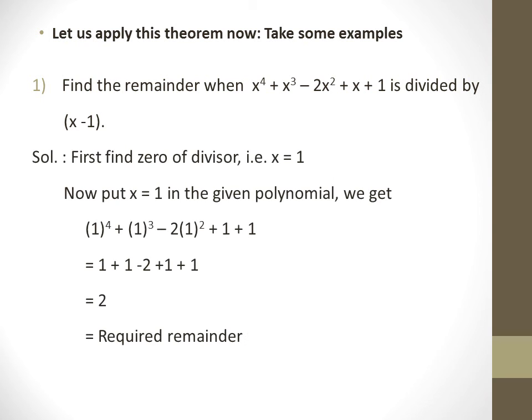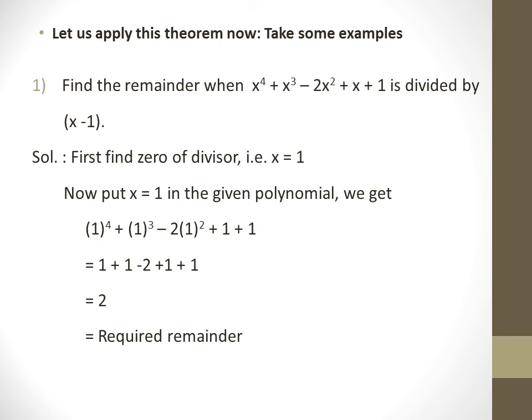So what we'll do, instead of going for a long division method, put x is equal to 1, the zero of your g of x or your divisor polynomial, in the given polynomial. What will be the answer? Try to solve it. It is x is equal to 1. Replace x by 1. You will get 1 raised to 4 plus 1 cube minus 2 into 1 square plus 1 plus 1. At the end you will get 1 plus 1 minus 2 plus 1 plus 1. Answer is 2. This will be the required remainder.